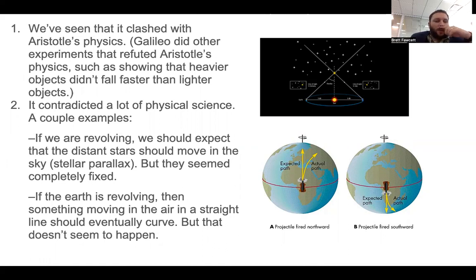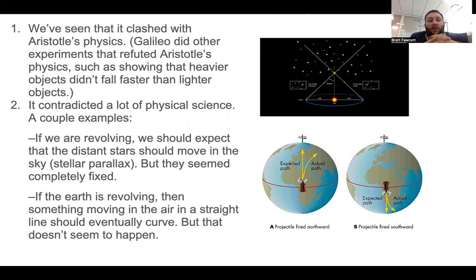Just a couple examples. If we are revolving, right, you'd expect to see that the stars would move in a certain way. Just like if you're on a merry-go-round, you come closer and then further away from the people you're looking at. That's called stellar parallax. We should observe that with the stars if we're rotating. But we don't. The stars in the sky seem fixed in a way that doesn't seem to make sense if we are revolving.